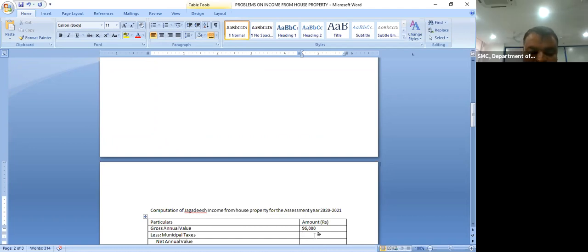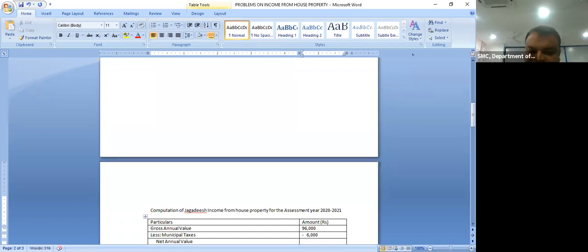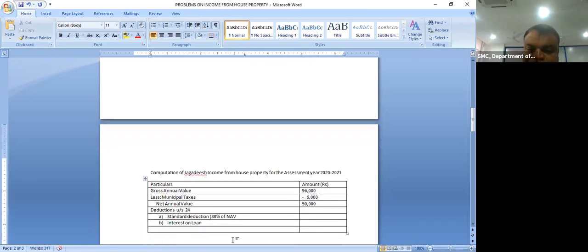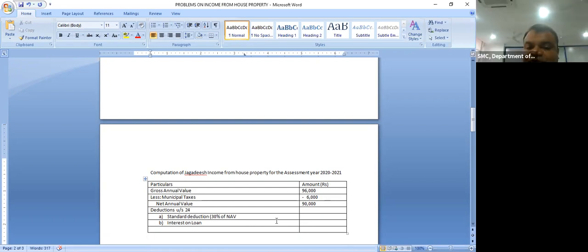6,000 rupees. Okay. So municipal taxes are 6,000 rupees. So that we are going to minus it. Am I right? Yes, sir. So minus 6,000. Then after when we minus, what we get, we call as the net annual value. How much are we going to get? 90,000. Am I right? Yes, sir. So net annual value is 90,000 rupees.